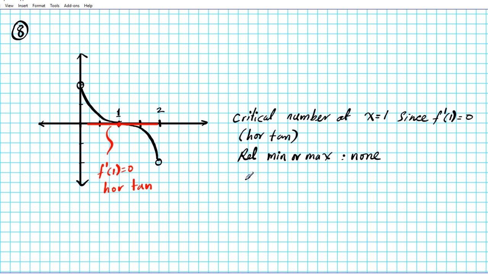So since we have no relative min or max, how about absolute? There are none. There are no absolute min or max also. You can have an absolute without having a relative because remember, all absolute extremas are relative extremas also.